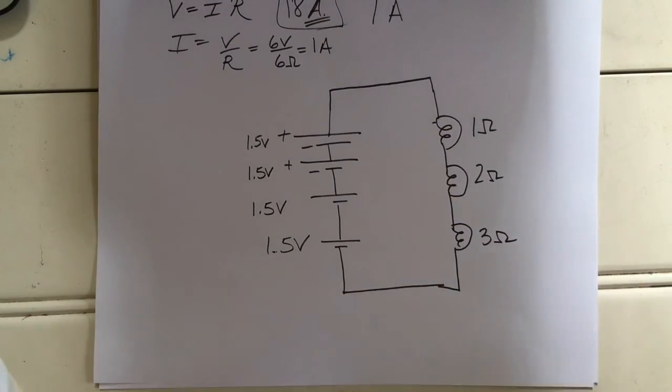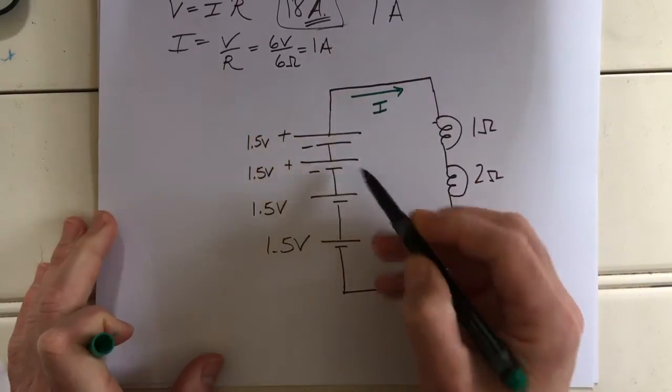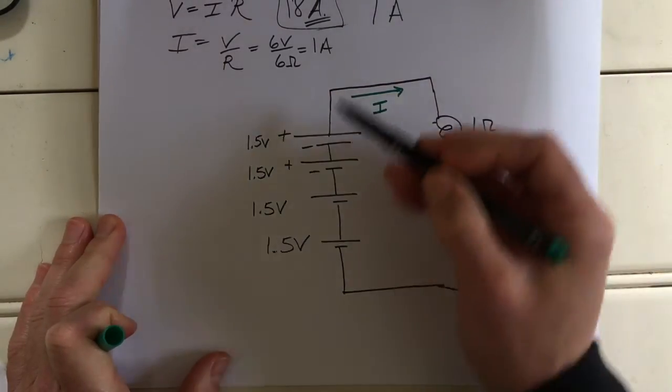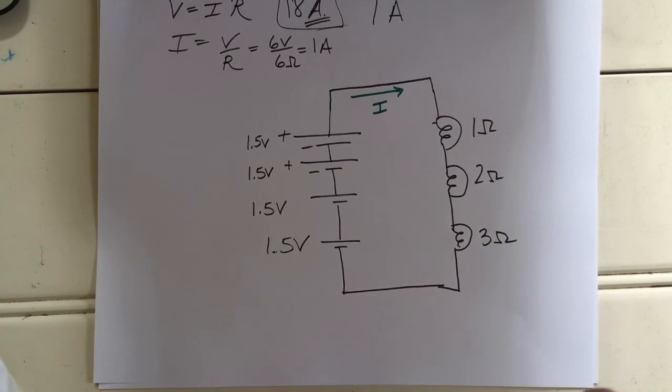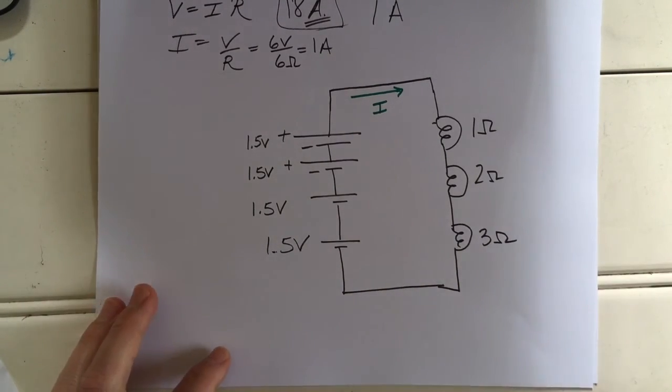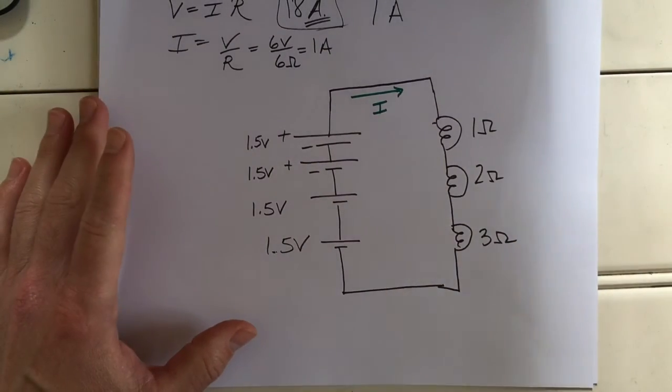And I can go ahead and label the direction of current. The direction positive charge would move would be clockwise in this case because of how I drew my circuit. And usually it's going to be clockwise because I tend to always draw my circuit this way. All right, so there it is.